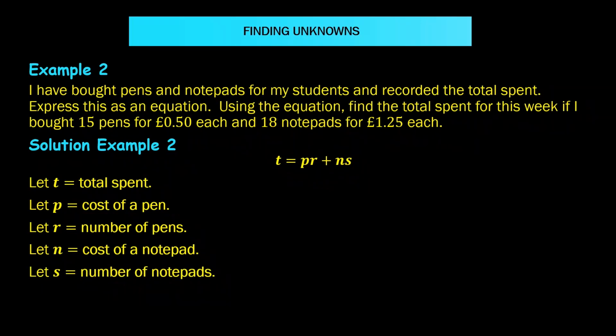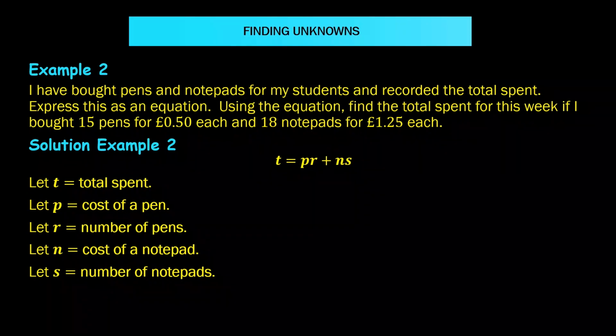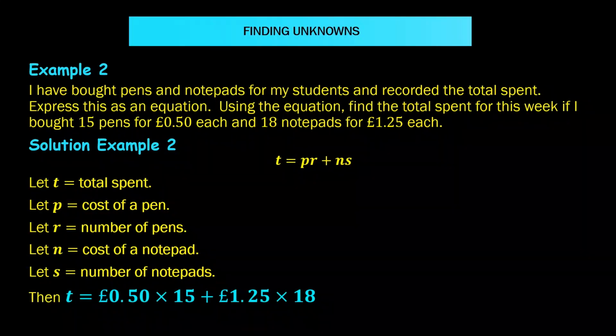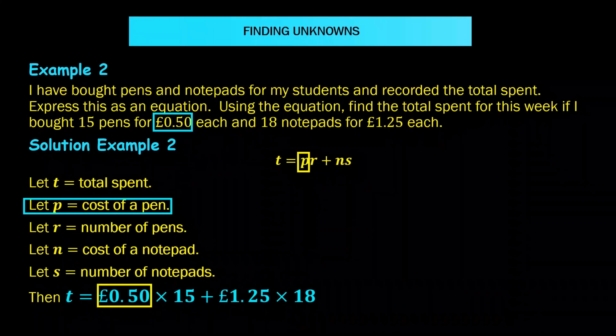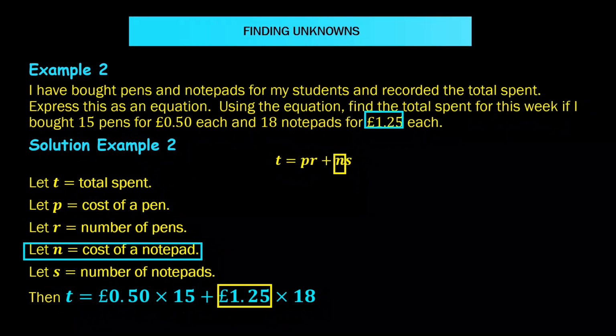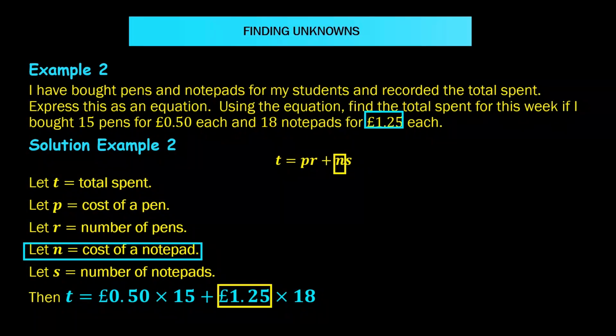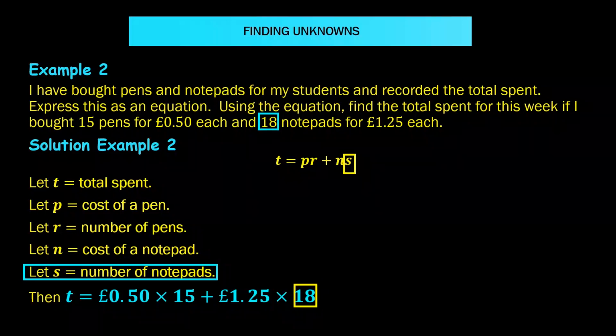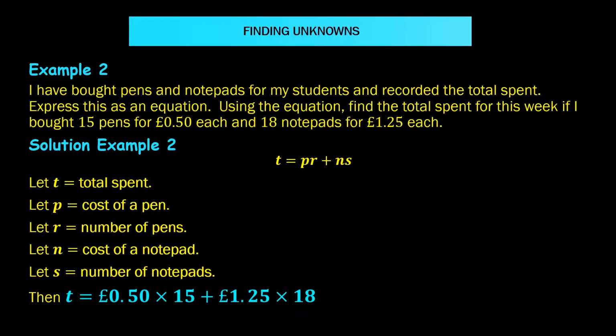So, plugging the values that we have in example 2 into this equation, we obtain T equals £0.50, the cost of a pen, times 15, the number of pens, plus £1.25, which is the cost of a notepad, times 18, which is the number of notepads.